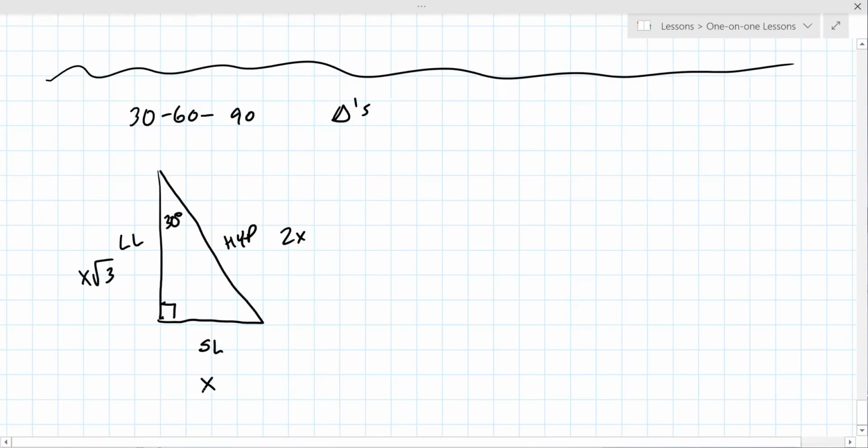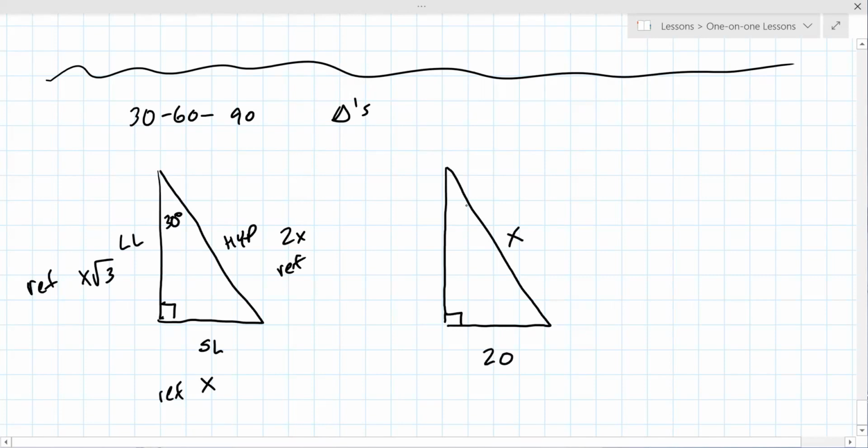Yep. Now, here's what you often see when you're doing problems: a lot of things that are deceptive. One of them is they'll say, find x. And this x has nothing to do with these x's. These are all what I call reference x's. Maybe there's a better name, but that's what I call it. They'll tell you this side is 20. What's x? X is not 20. The x they want you to find is the 40. The hypotenuse is 40.